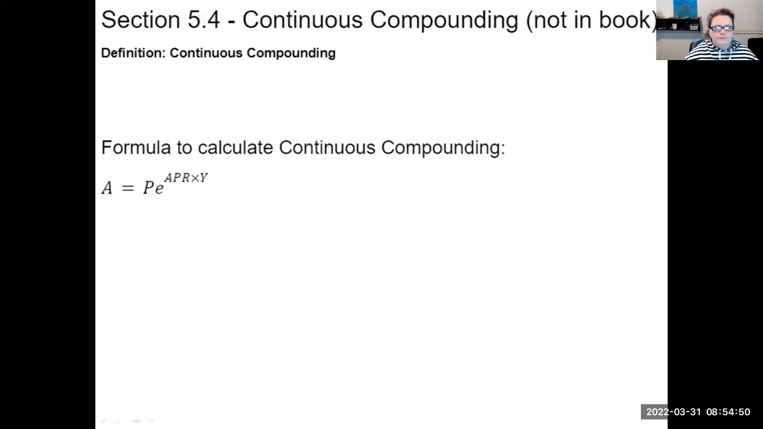Okay, last video for this chapter. This is continuous compounding. It is not in the book, but I wanted to make sure that you could see this because there's a chance you would see this on the exam. And it's not horrible. There's only one thing new that's added to this.